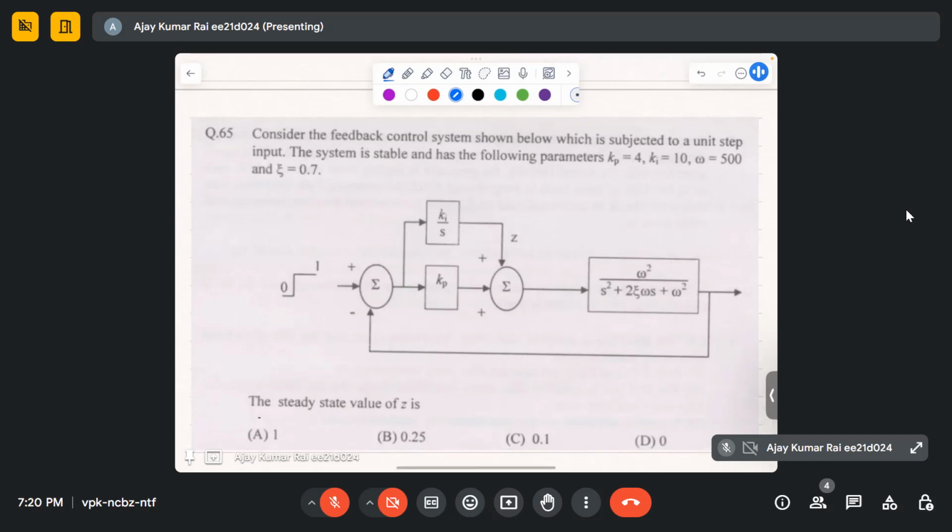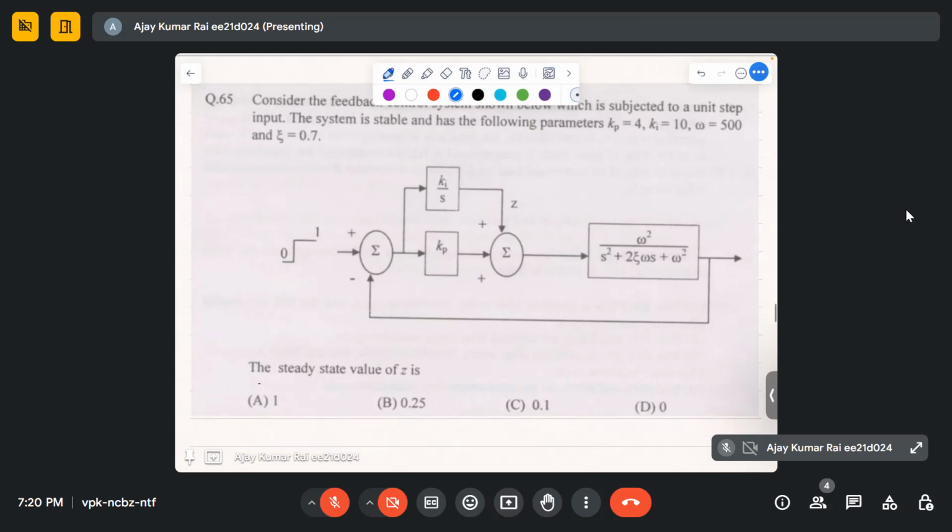Okay, this is interesting. Consider a feedback control system shown below, which is subjected to unit step input. Our system is stable and has the following parameters. We need the steady state value of z. Just see this transfer function. We know this is the controller, right? Can you tell me what type of controller this is by looking at the coefficients Ki, Kp? You know, this is the plant. Sir, PI controller. Yes.